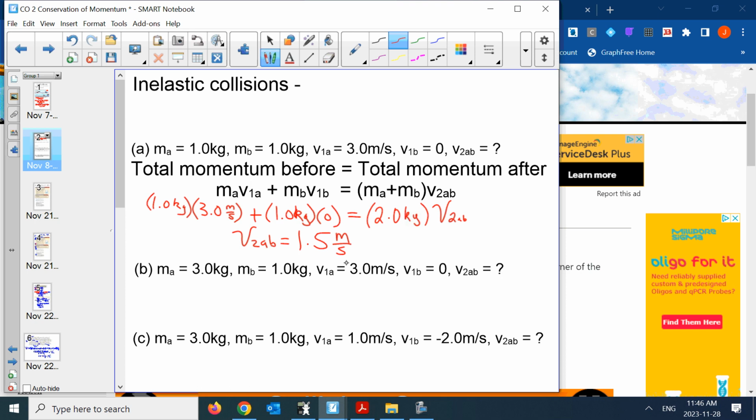Mathematically, I've solved this. What does that mean? So the red card comes in, the blue card's sitting still. They lock together for some reason. They travel as one object after, and they keep going in that forward direction. It's slowed down, though, because that same amount of momentum is now shared with twice the mass. Does that make sense? It slows down.